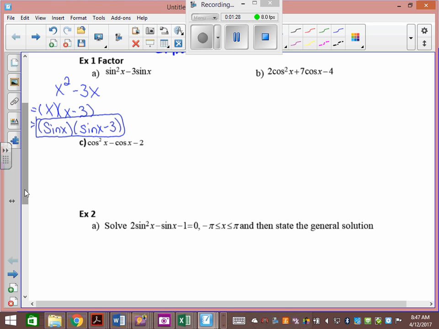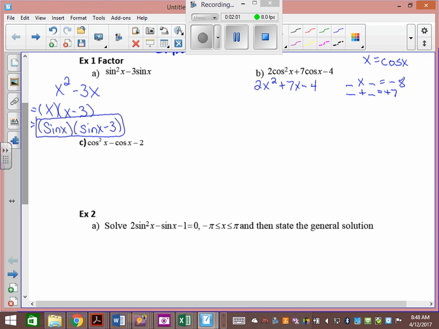So we have 2 cos squared x plus 7 cos x minus 4. So what are we going to make be x this time? Cos. So we're going to get 2x squared plus 7x minus 4. So what times what equals negative 8? The 2 times the negative 4. What plus what equals positive 7? What's it going to be?